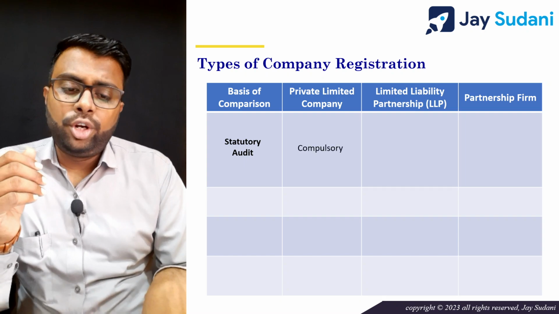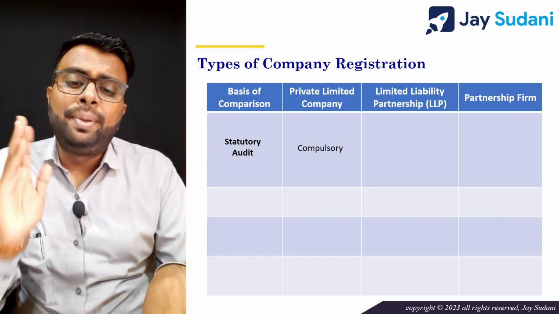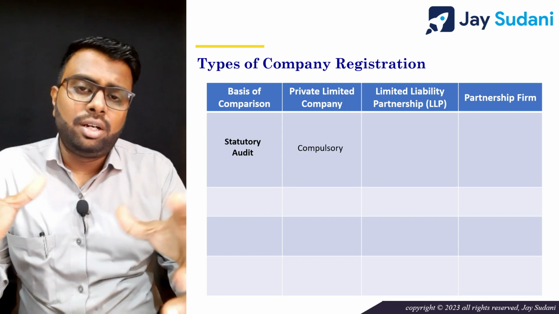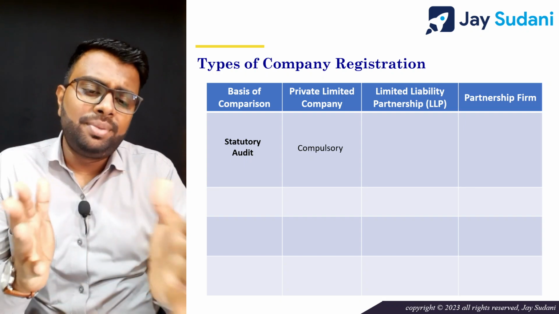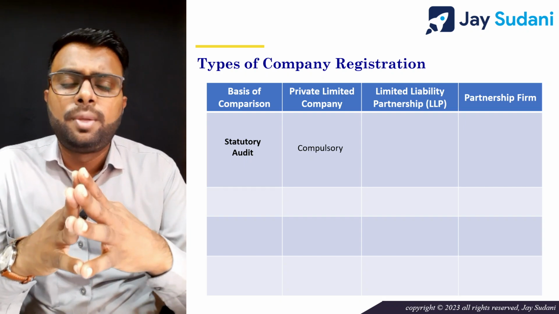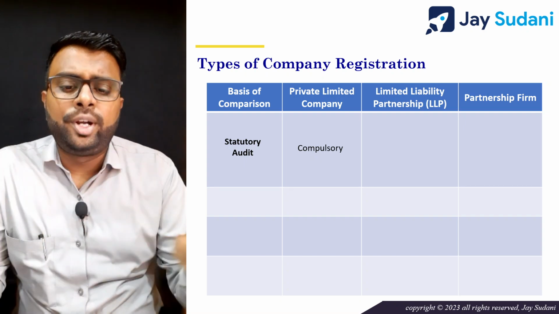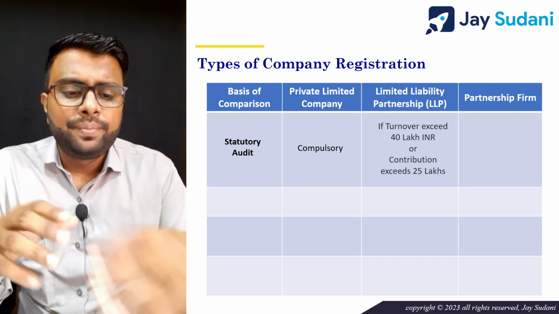Audit, statutory audit. For a private limited company, it is compulsory to have a statutory audit once every year, which means you need to submit all the data of your company once every year to the MCA, and your CA normally does this process. Even if you are having a transaction or not, irrespective of that, you need to do this audit every year.